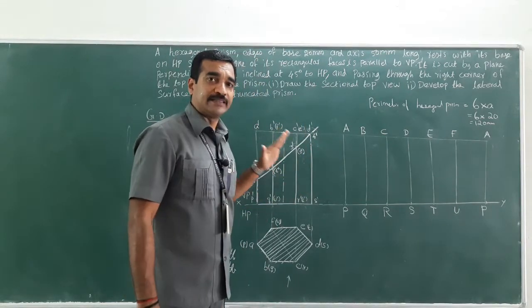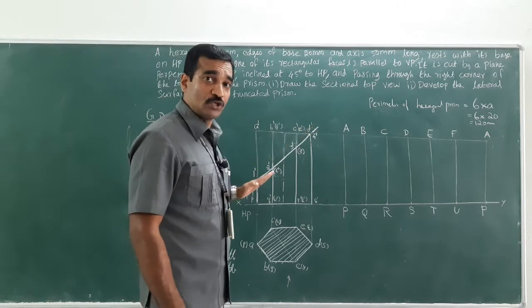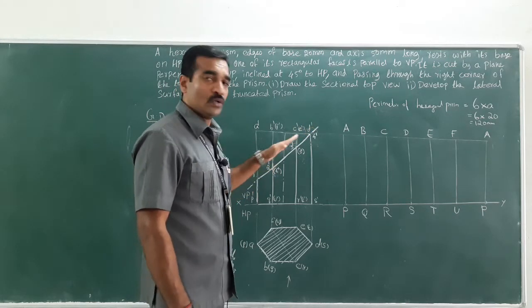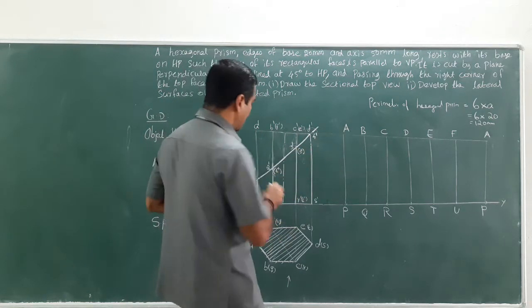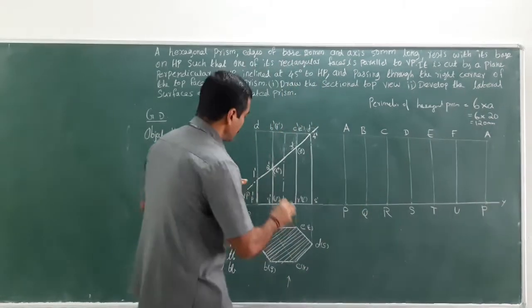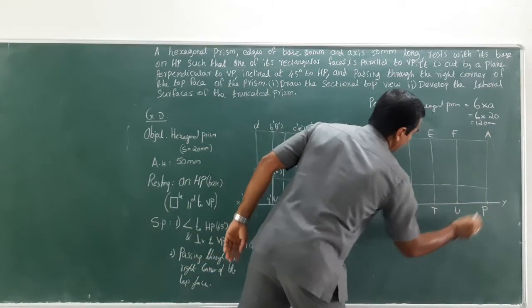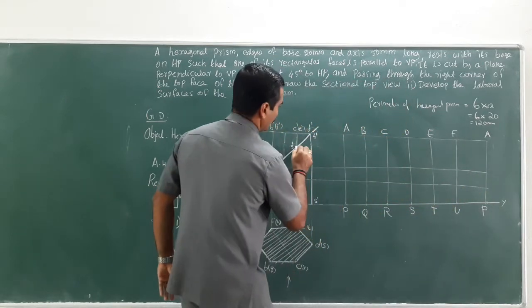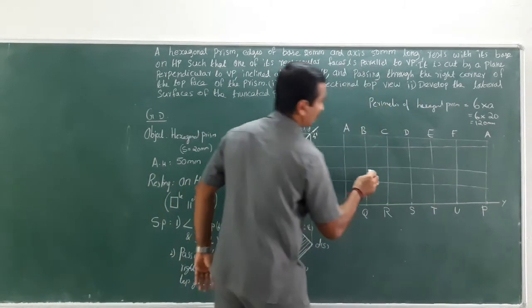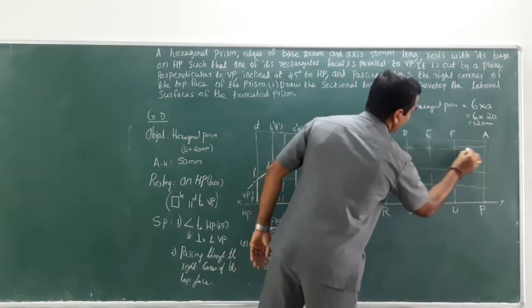Now I need to draw the truncated prism, right? Cutting blade is used to cut the object and new cutting edges are formed. So now I need to transfer all the data from here to the development. Just draw a parallel line to XY from all the points. So it should be parallel to the XY.